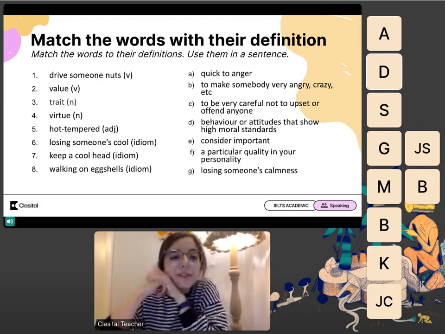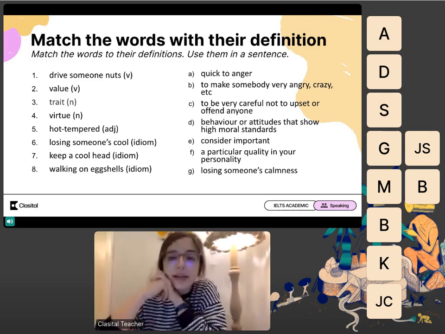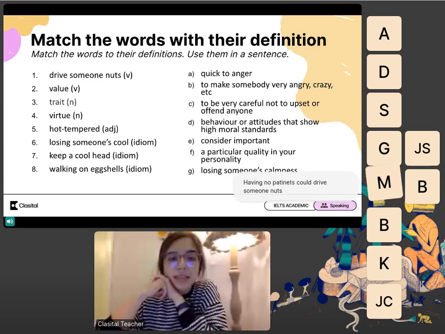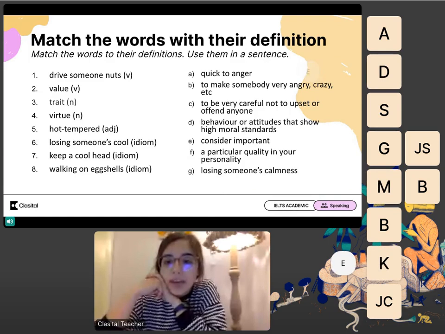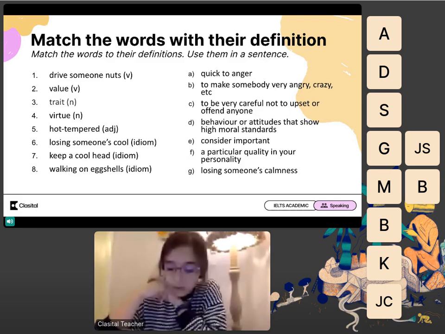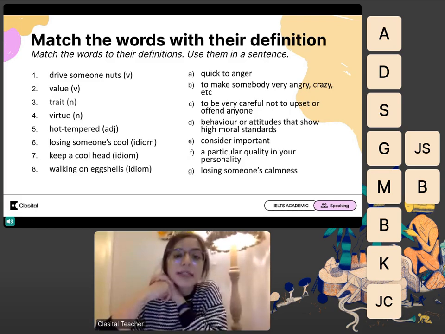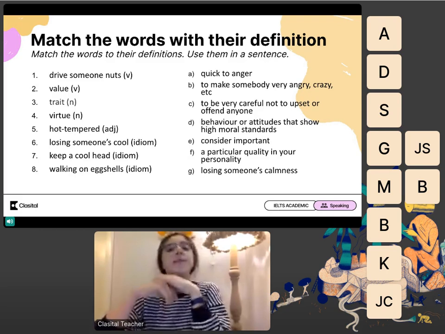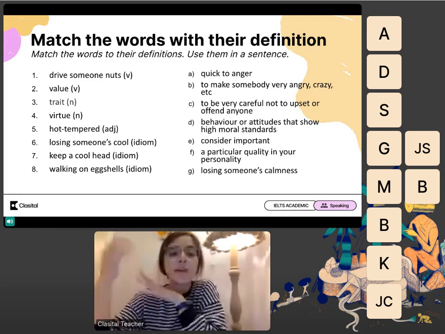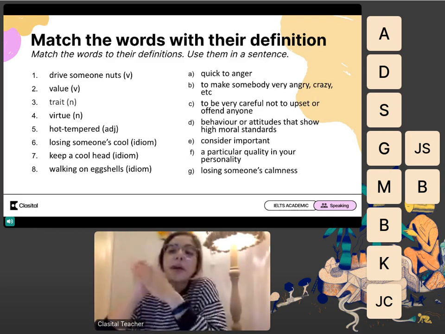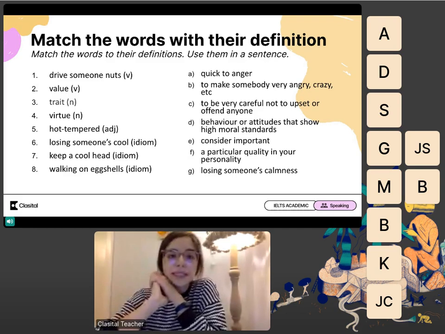Okay, for number 2, value, as in a verb form. I see some E's in the chat box and I will take it. Value, having no patience could drive someone nuts. Yes, value goes for E, that's true. It's considered important. Value something, value someone. Mariam, do you want to use it in a sentence?